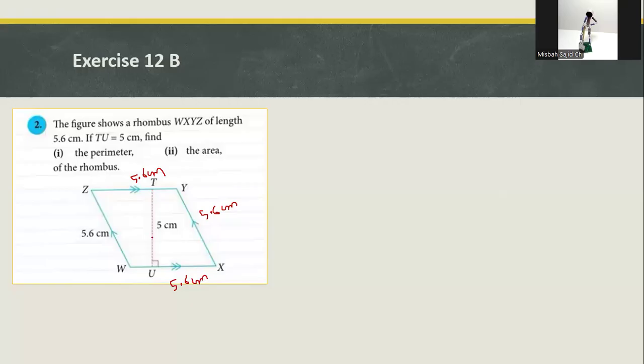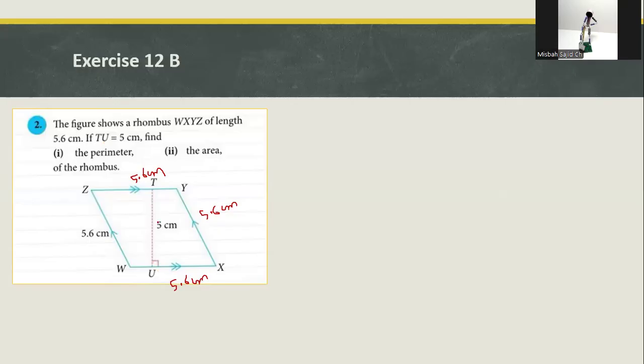Okay, this is a line segment TU that is perpendicular to WX. So it is perpendicular to WX, which means it is making an angle of 90 degrees. That is why we can say that this is the height of the rhombus. And we know that a rhombus has four equal sides, so this is 5.6, 5.6, 5.6, 5.6. Furthermore, TU is basically the height, and the height is 5 centimeter.